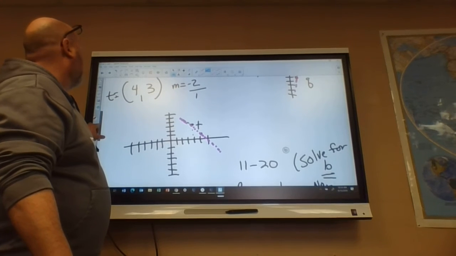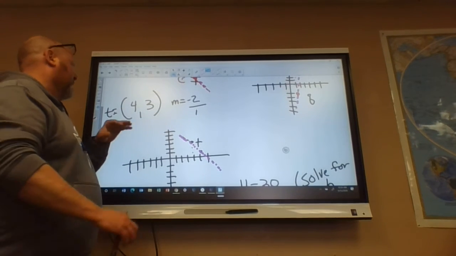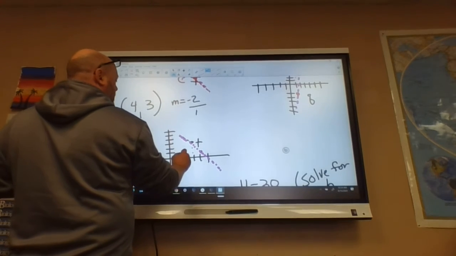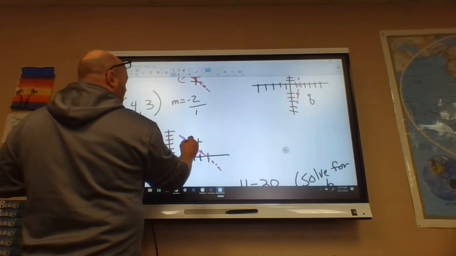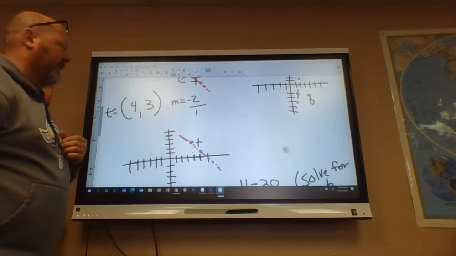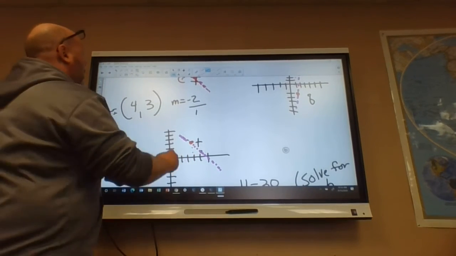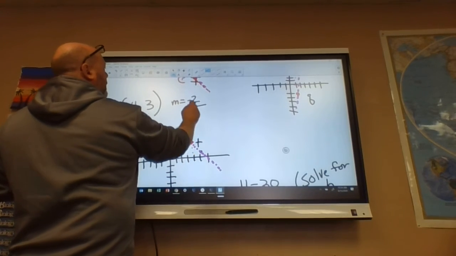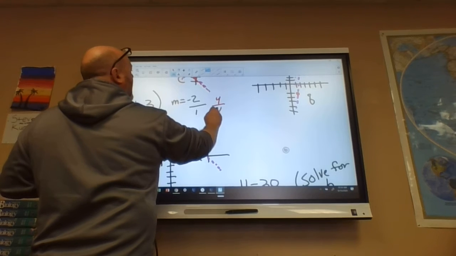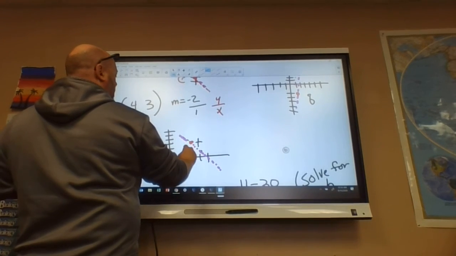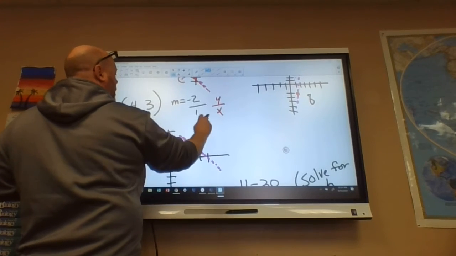So one more example. T, they give me points 4 and 3. So I go over 4, 1, 2, 3, 4. Up 3. I plot that point out. That's my plot point T. Now, my slope was -2, so I put a 1 underneath it. So remember, it's y over x. The negative means I go down. I go down 1, 2, and I go over 1.